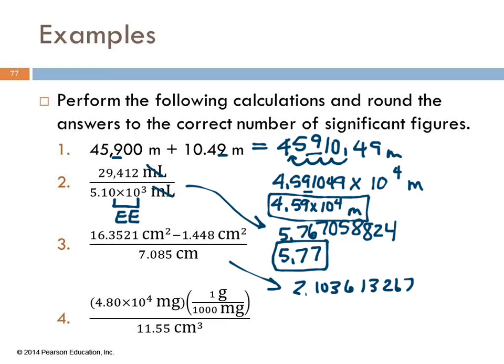Okay. So we get our answer. Then we have to look at the sig figs. So we've got subtracting here. We have to look at the result of that individual operation. 16.3521 minus 1.448. That part was 14.9041.